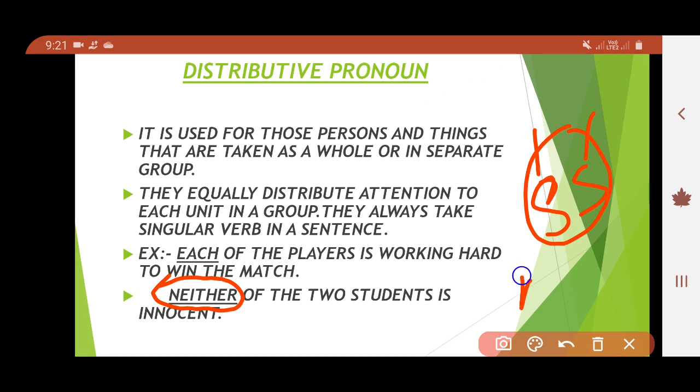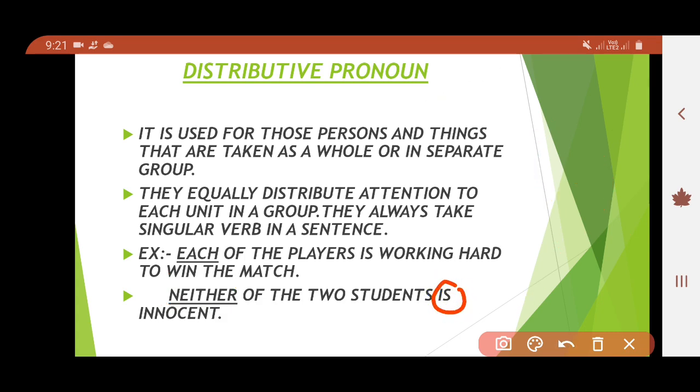Neither means it is in negative form. So neither of the students is innocent. That means no one is innocent. This one is also not innocent, and this one is also not innocent. But here the verb is again used in singular form. It is talking about two separate students, but the verb is singular here.